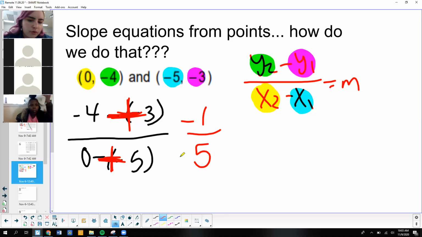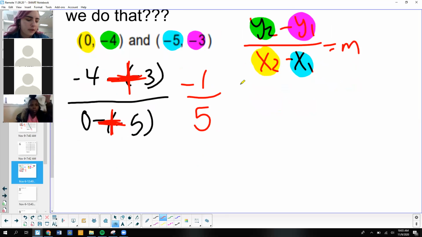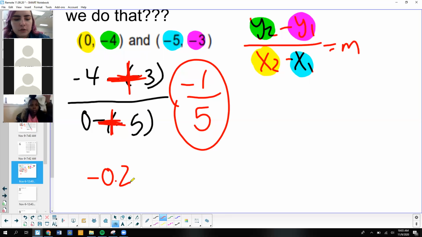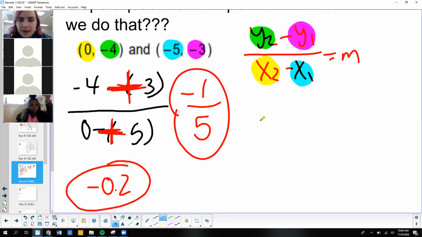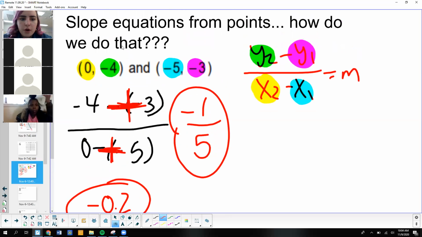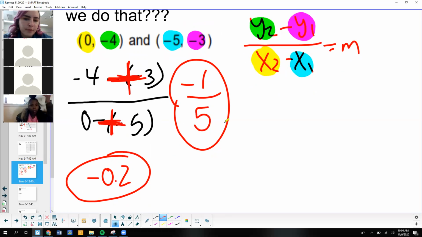So those of you who got -1/5, good job. We can simplify that though, like I saw some of you do. If you take -1 and divide it by 5, you're going to get -0.2. So our slope is -1/5, or simplified, it's -0.2. Or -2/10. All right. So now, how do we write an equation from this? We want to figure out how we can write an equation accurately.